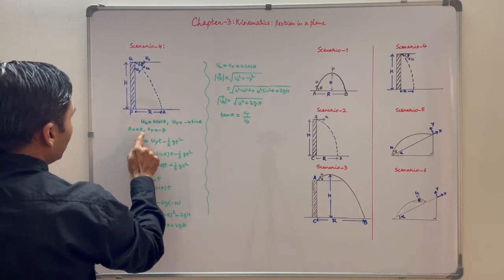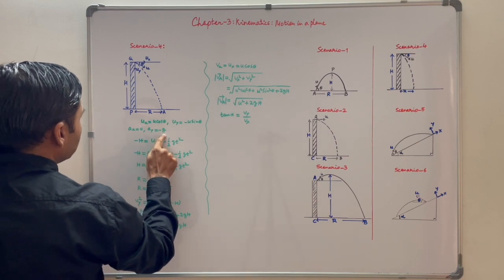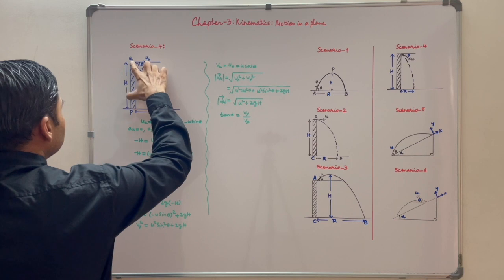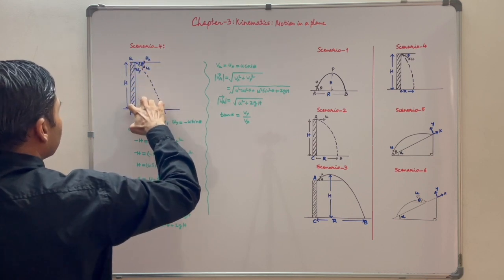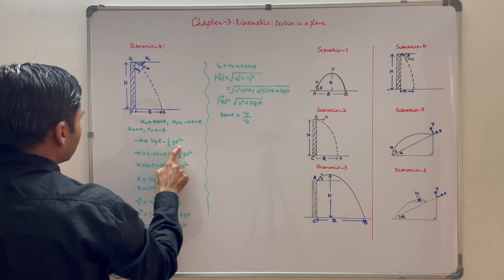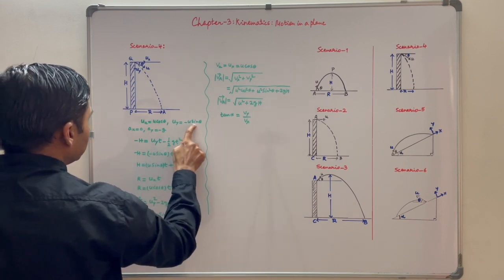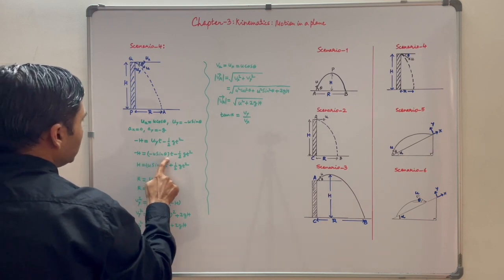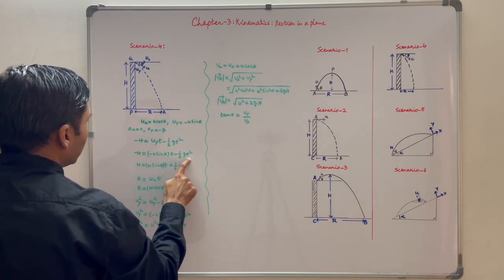Ax is equal to 0, Ay is equal to minus g. When the particle hits the ground, its vertical displacement is minus h as it is coming down. So minus h is equal to Uy t minus half g t square. Uy is equal to minus U sin theta. So minus h is equal to minus U sin theta t minus half g t square.